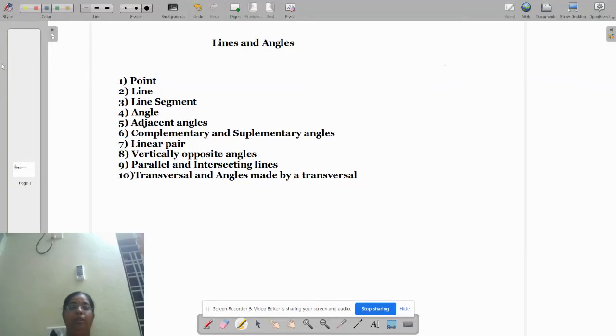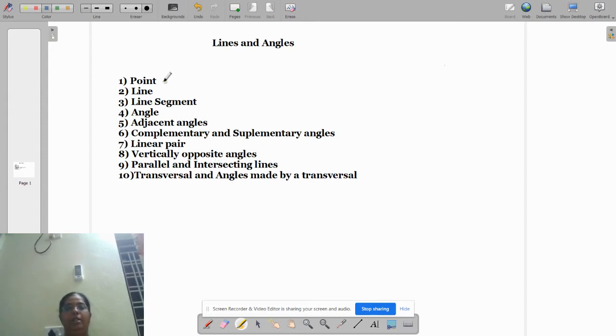Hello children, today we are going to learn a new topic, lines and angles. In this chapter, we are going to learn what is a point, line, line segment, angle, adjacent angles, complementary and supplementary angles, linear pair, vertically opposite angles, parallel and intersecting lines, transversal and angles made by the transversal.